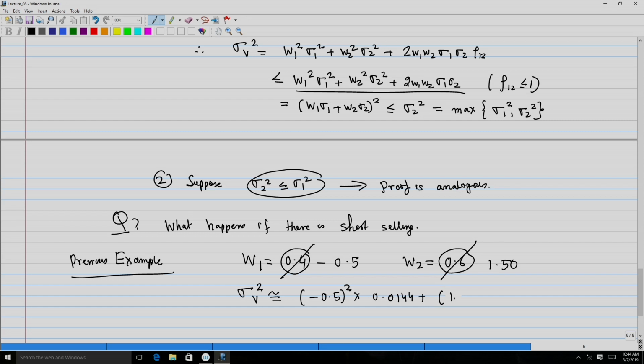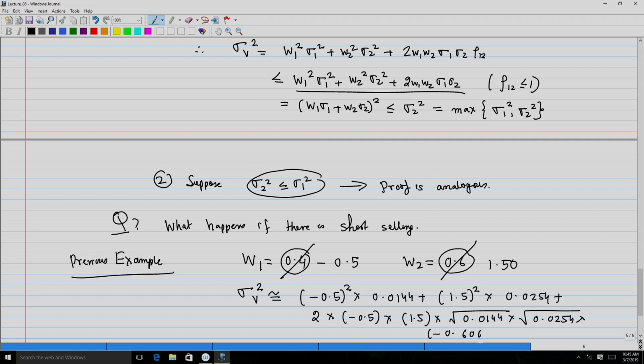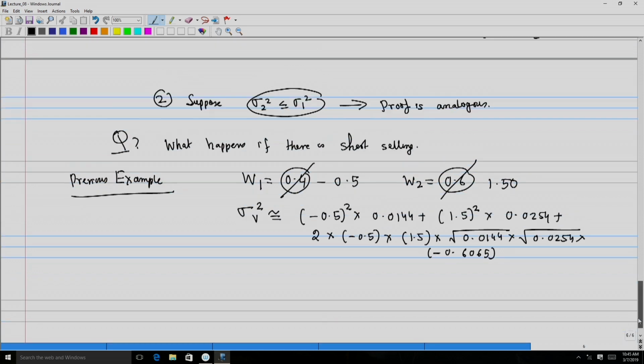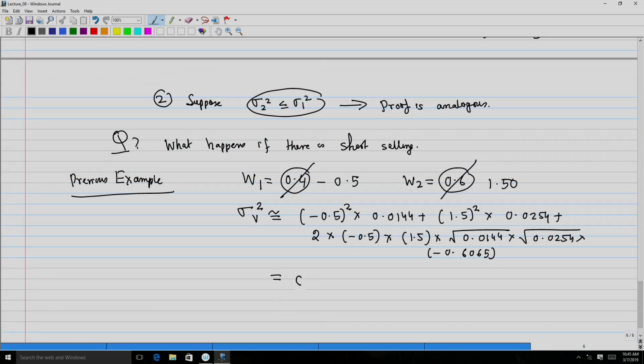0.0144, plus W2 square, which is 1.5 square, into sigma 2 square, which is 0.0254, plus twice W1, which is minus 0.5, into W2, 1.5, multiplied by the square root of 0.0144 into 0.0254, multiplied by rho, which is minus 0.6065. And now you see, in this case this sigma v square turns out to be 0.2795.